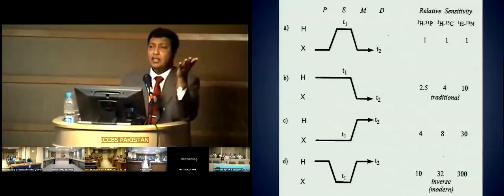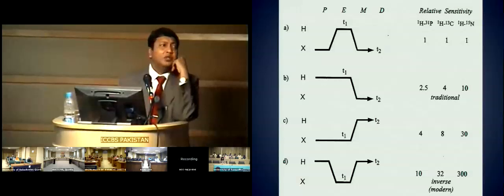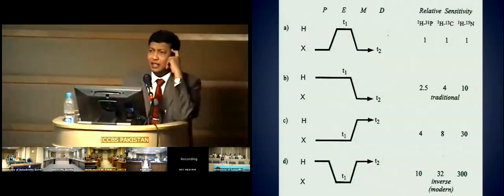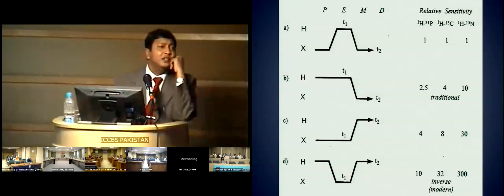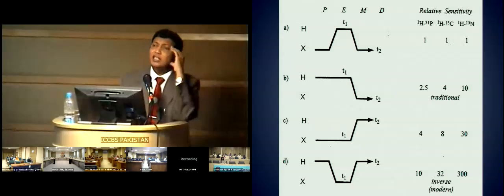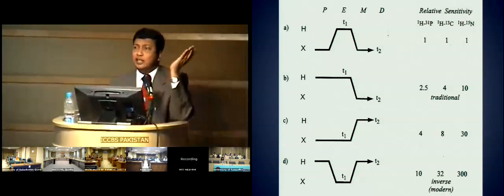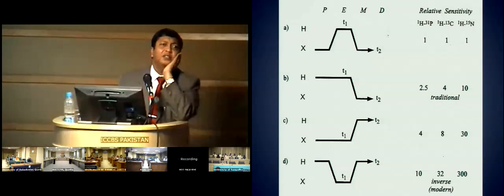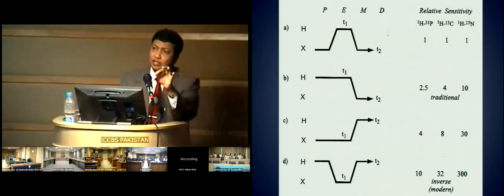Remember, in INADEQUATE, what do you do? In INADEQUATE, what you do is the following. Carbon-13 satellites. Carbon-13 satellite is 1 in 10,000. If you can somehow increase the intensity of the carbon-13 satellite by using a polarization transfer, isn't it good? So you do INEPT, INADEQUATE.